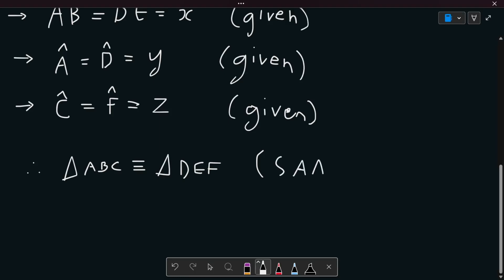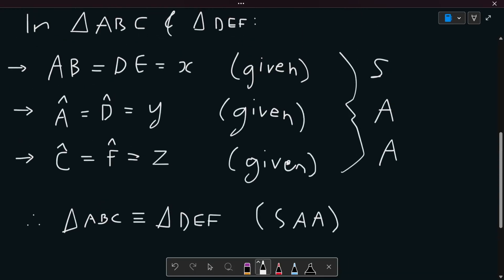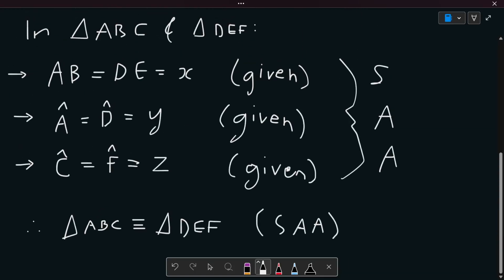Remember, I do recommend you use it in the order that you work with. So you can see in this order over here, we first worked with the side, then we worked with the angle, and then we worked with the angle. So I recommend doing it in the order that you actually worked in over here. And as you can see, it's side, angle, angle.